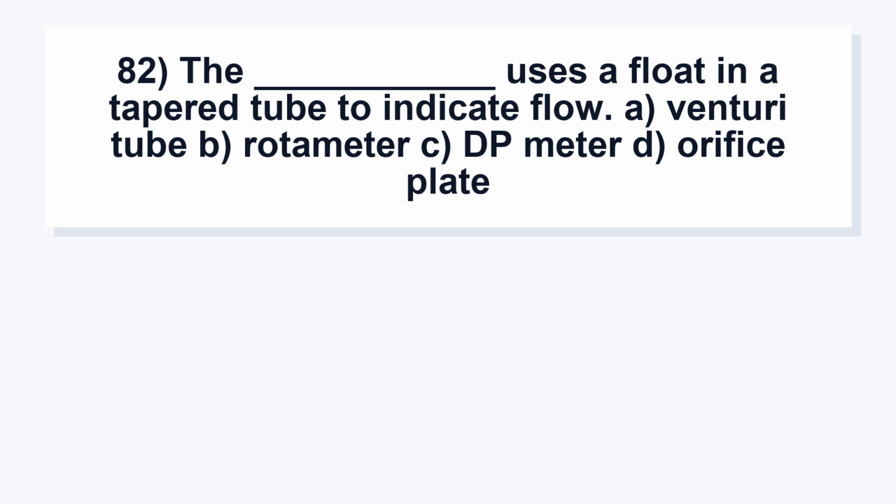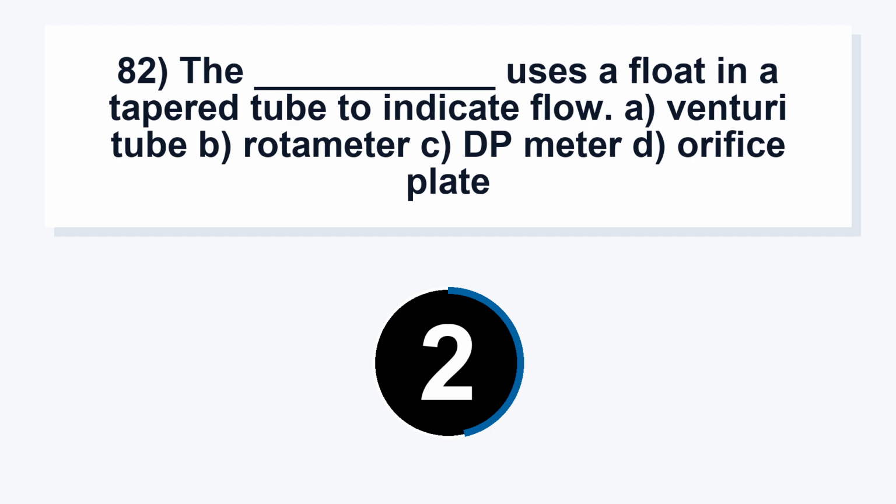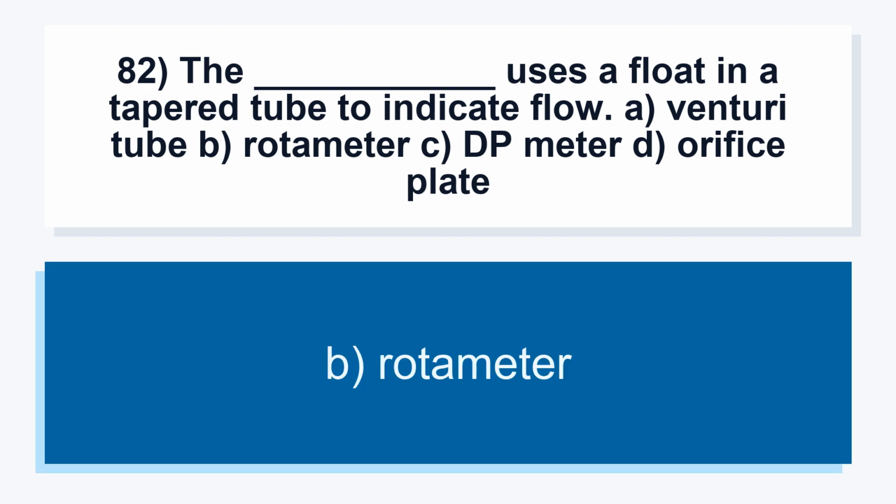82. The uses a float in a tapered tube to indicate flow. A. Venturi tube, B. Rotameter, C. DP meter, D. Orifice plate. B. Rotameter.